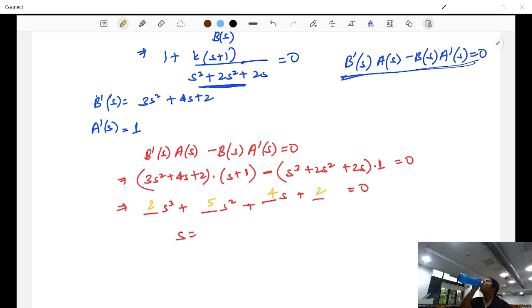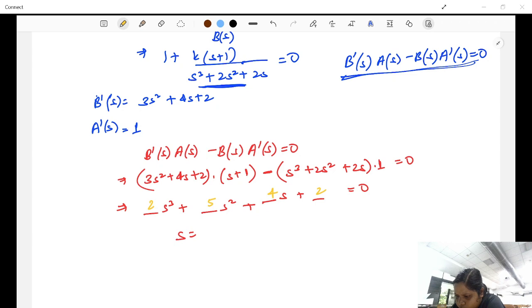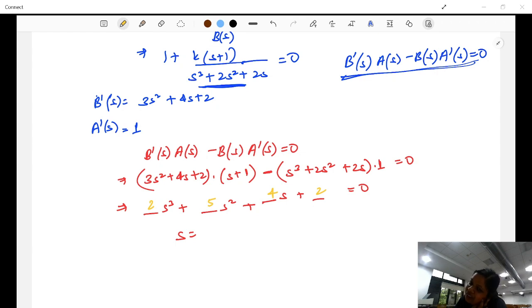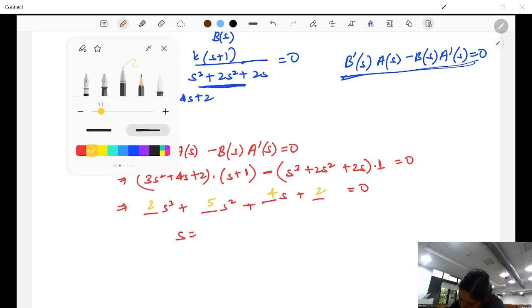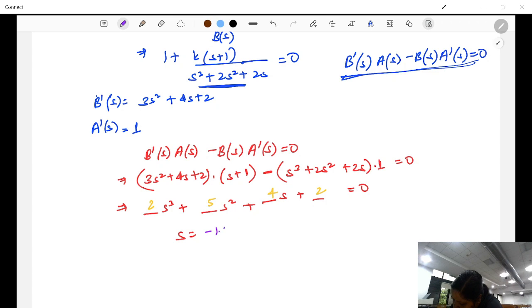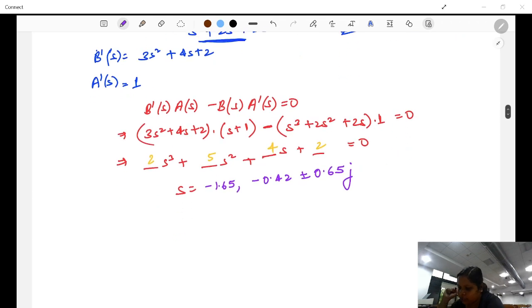Minus 1.65, 0.42, minus 1.42, and minus 0.42. You might have some imaginary terms also, no? Like minus 0.42, you're right, but it should have a plus minus, no? Yes, ma'am, plus minus 0.65 j. Okay, right, very good. So it would be minus 1.65 and minus 0.42 plus minus 0.65 j. So these are the roots.